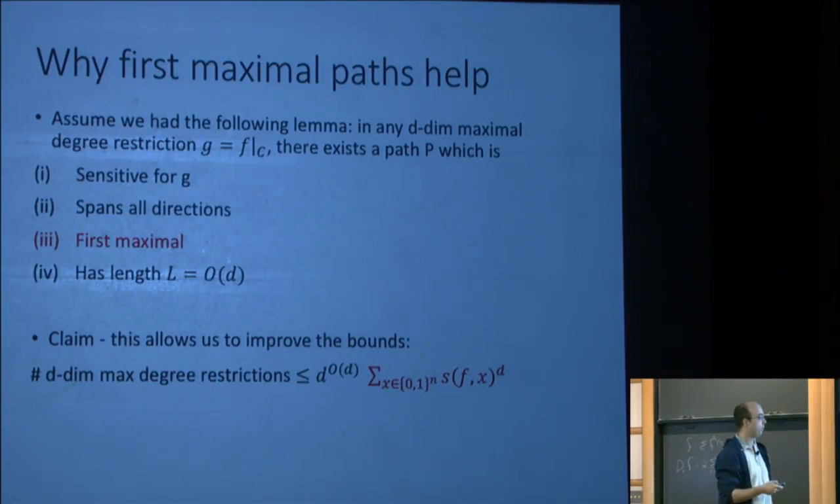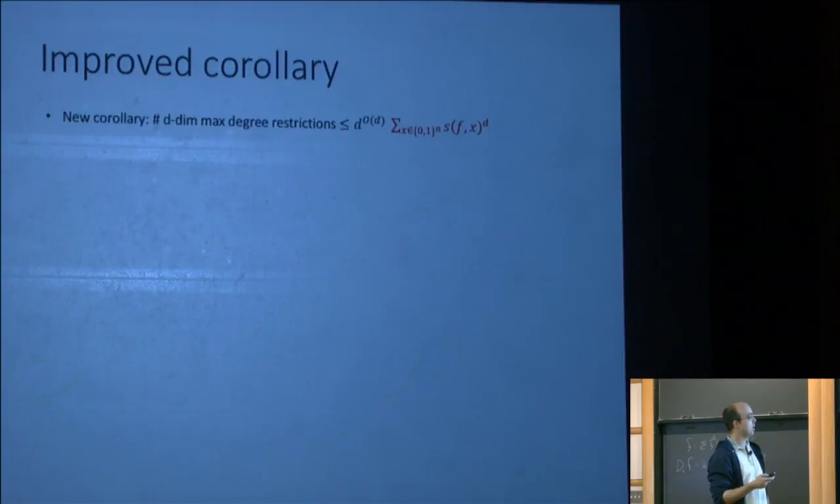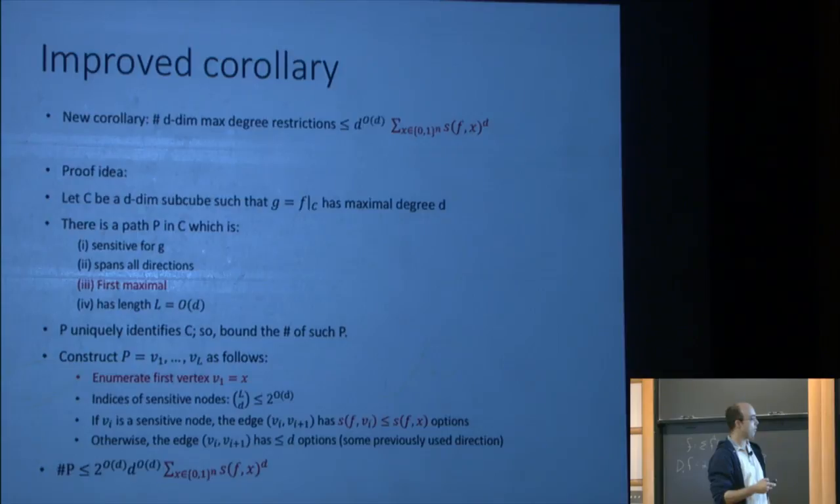So let me show you why. Before, we had this 2 to the n times maximal sensitivity to d, which is obviously an upper bound. It's going to be exactly the same proof, so we start the same way. Now we have this more powerful lemma. So basically we're doing exactly the same thing, just fleshing everything out.